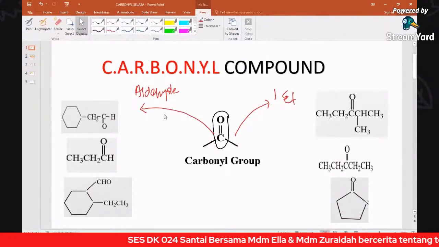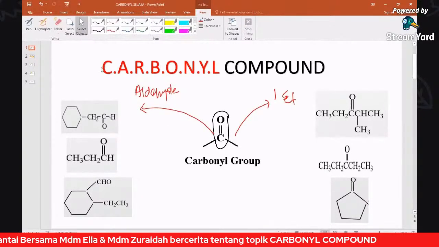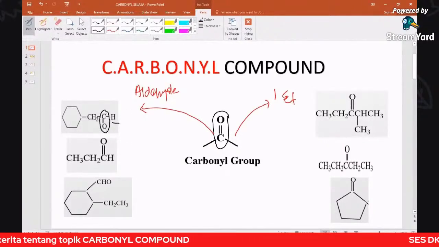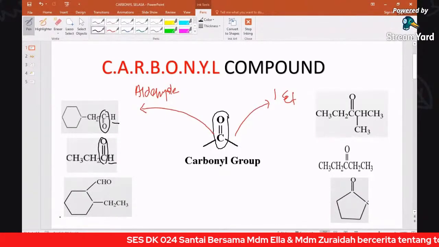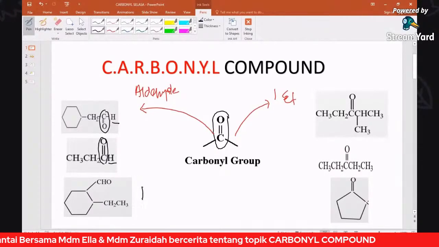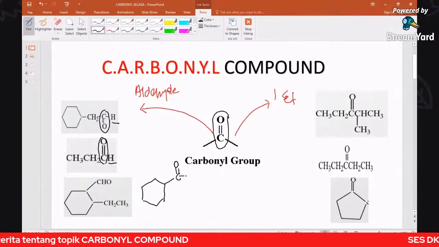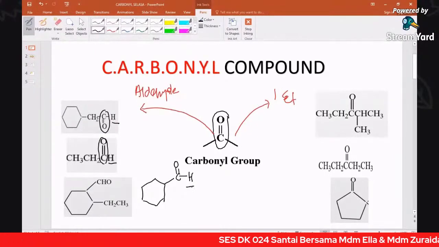If you look at the difference between the aldehyde and ketone, we can see that at the carbonyl carbon, we have a hydrogen atom. If you look at this compound, CHO, this is not actually an alcohol. This one is C double bond O with H, that is aldehyde. So we have a hydrogen atom next to the carbonyl carbon.